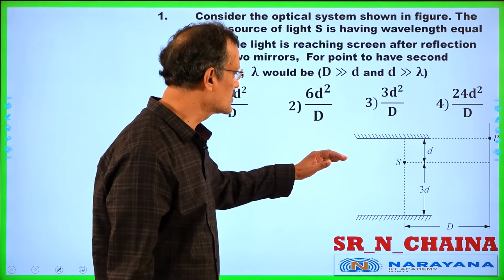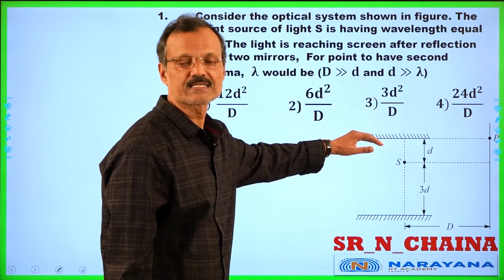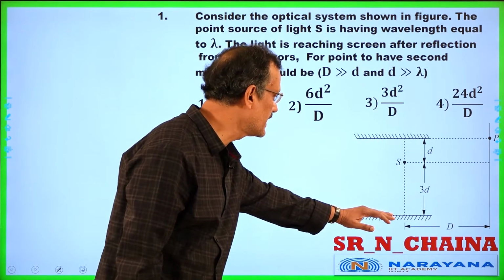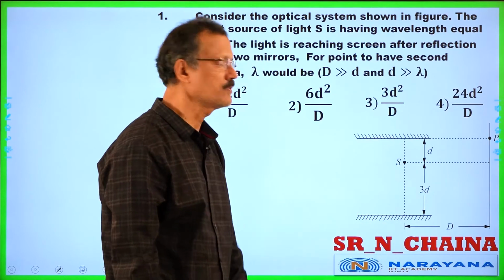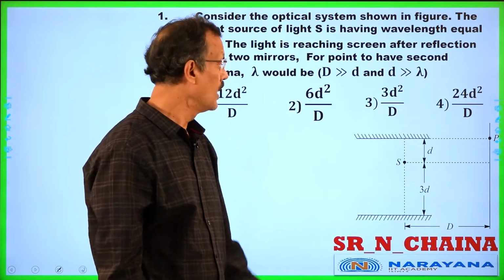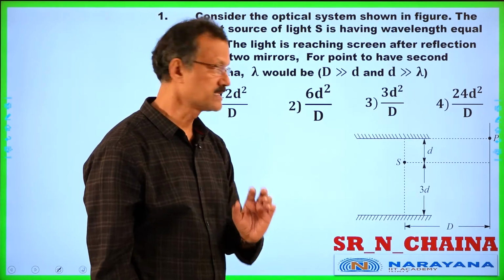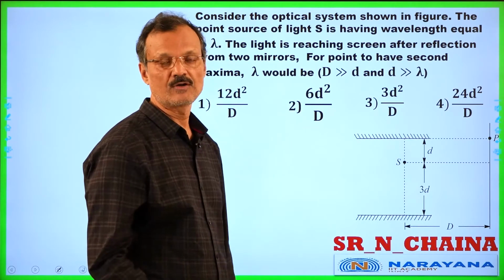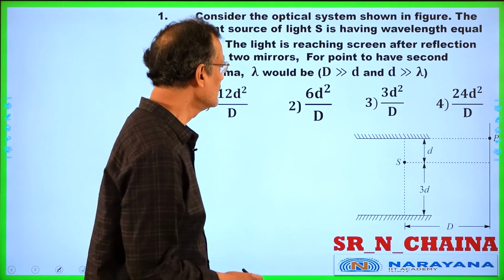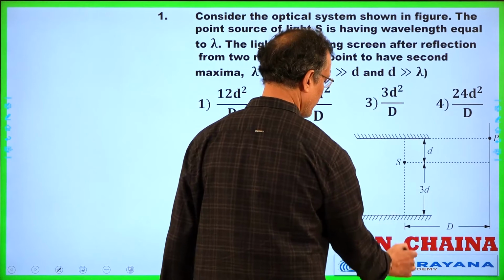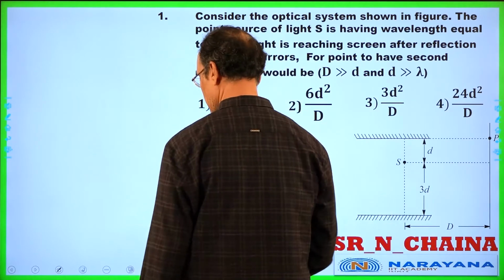One coherent source you will be getting after deflection from first mirror, and second coherent source you will be getting after deflection from second mirror. And you want at point P second maxima. So I have to draw the figure again. If I will go here, then D will come here, 3D will come here. So let us take a new page.